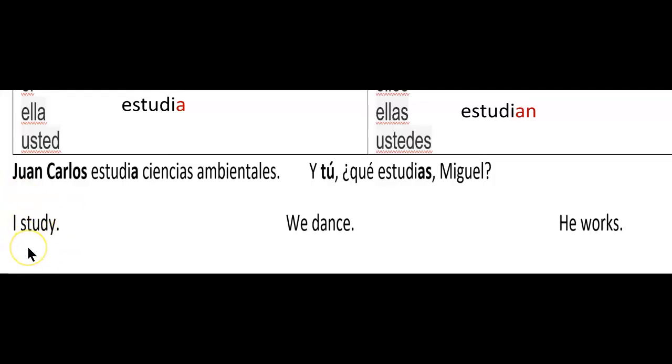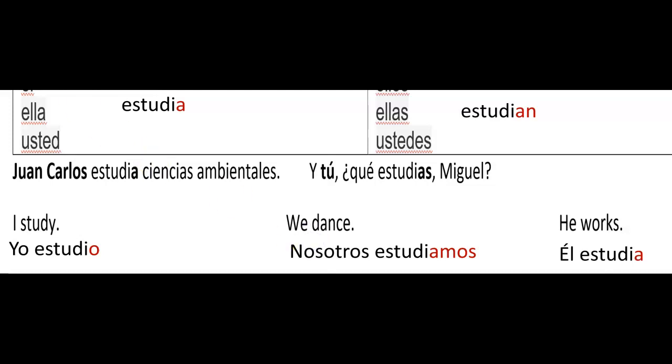Try some of these. I study. How would you write that in Spanish? The I is yo. You drop the AR off of estudiar, and you should be getting yo estudio. How about we dance? How do you say we dance? That's right. Nosotros estudiamos. Now try he works. Did you get él estudia?